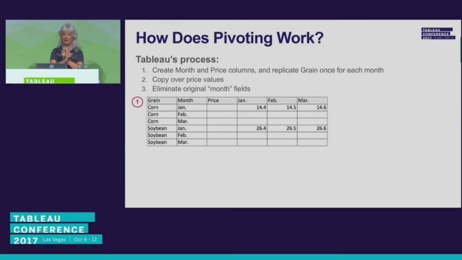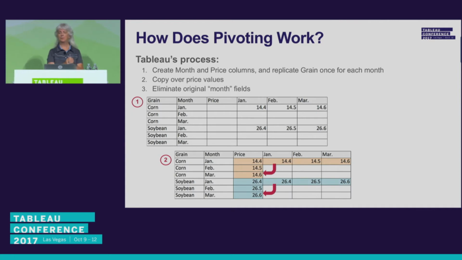Tableau's process takes 3 steps. First of all, it creates the 2 new columns, the 2 new fields that are going to be needed. And then it has to replicate the records in order to put all of the different months into the new month column. So in this case, it just replicated it 3 times, but in the example we'll go back to, it'll have to make 12 new records for every old record. And then, of course, it replicates the data that was already in there, the grains. So now it says corn, corn, corn for all of the new records, and then soybean, soybean, soybean for all of the next set of records, and so forth.